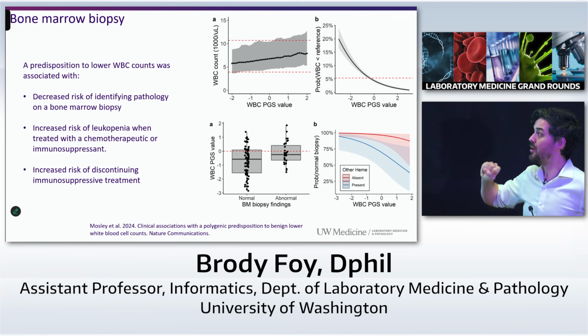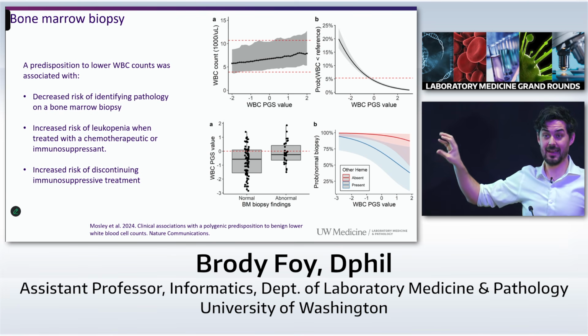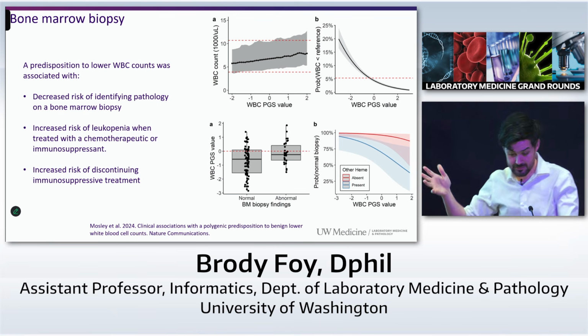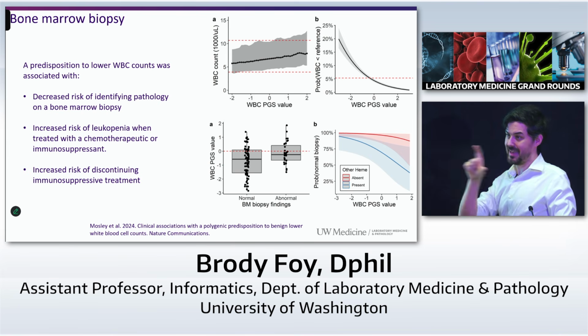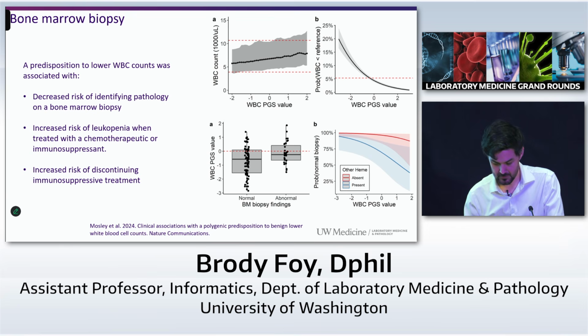And on top of that, for the patients who did end up having the cancers, when they were treated, the treatments were less effective. So they had increased risk of having to discontinue immunosuppression or increased risks of leukopenia, because again, they're being treated against a population standard.